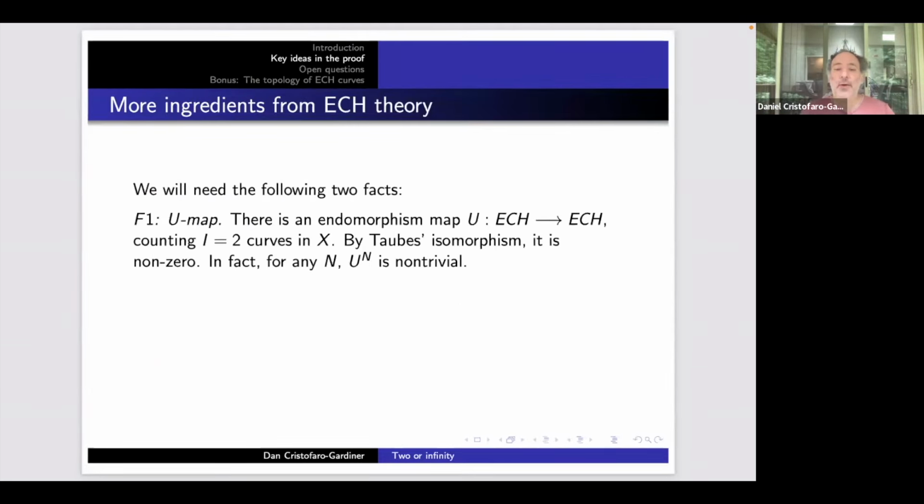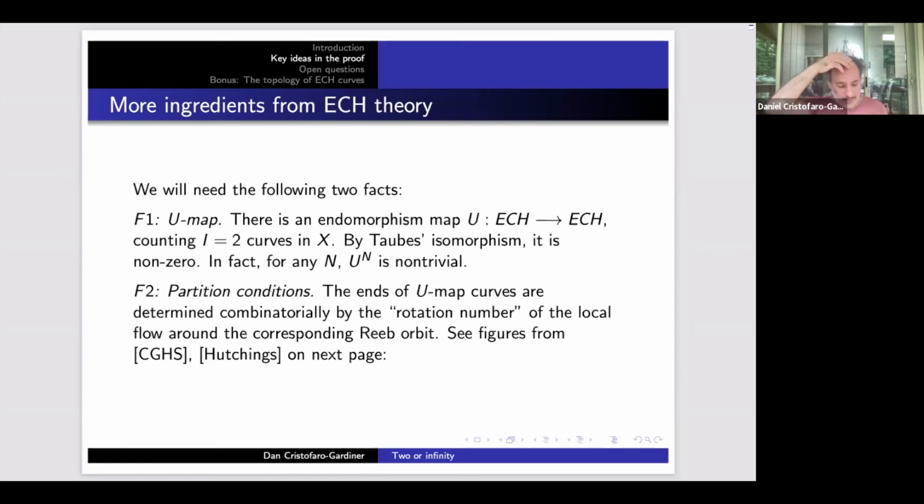The first is, remember, we actually want index 2 curves. So there's a map on ECH that decreases the grading by 2, called the U map. Taubes' isomorphism is telling you that it's quite non-trivial. That's something you learn from Taubes' isomorphism. So in fact, for any power, it's non-trivial. The other thing, and this is getting close to where I want to stop, I guess I want to take an additional 2 minutes because I had some technical difficulties. Anyways, the other thing, which is a bit subtle, are these so-called partition conditions.